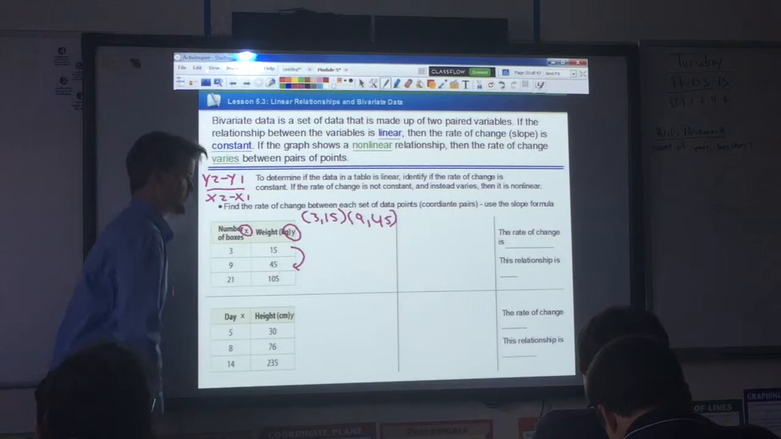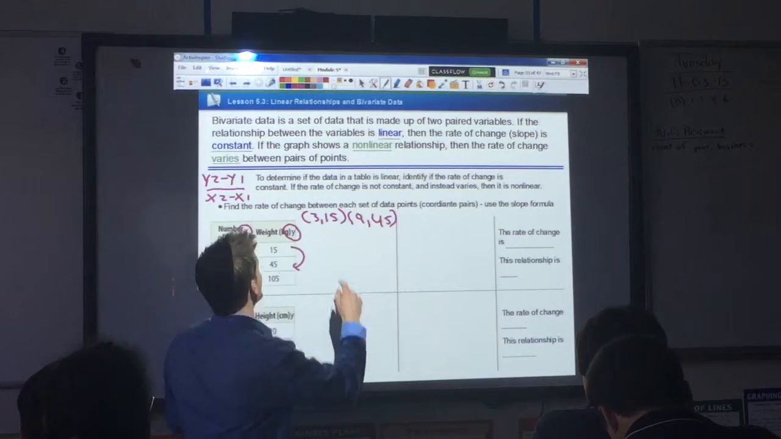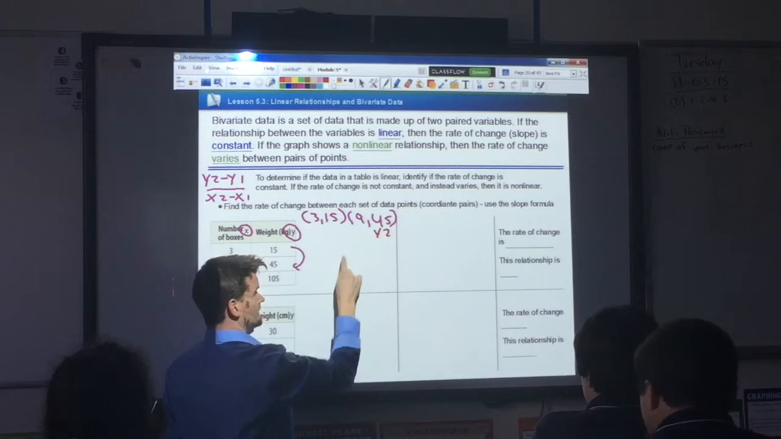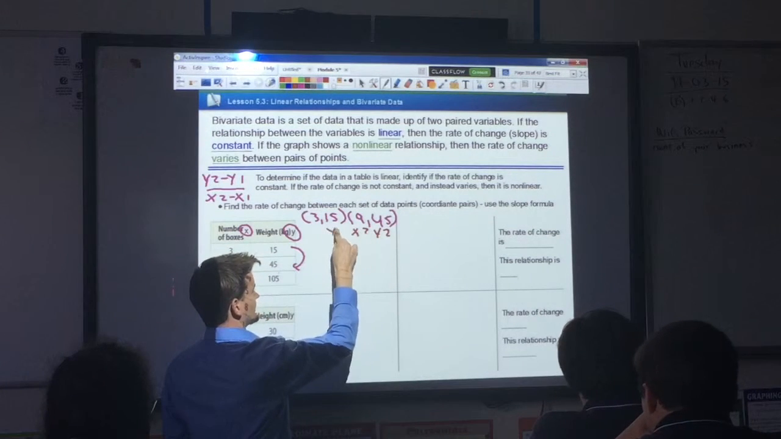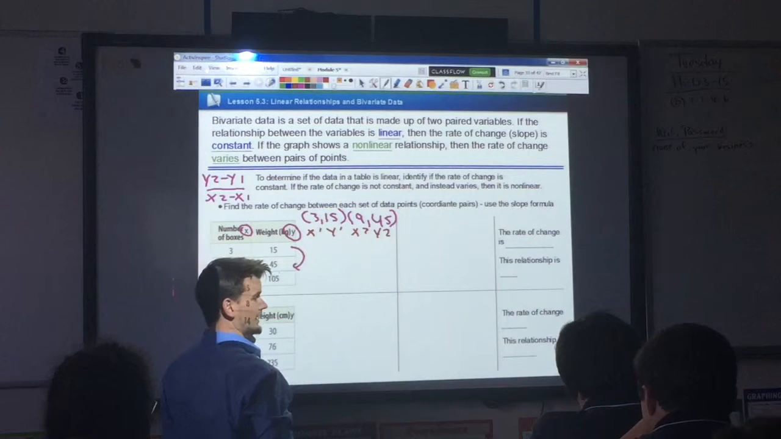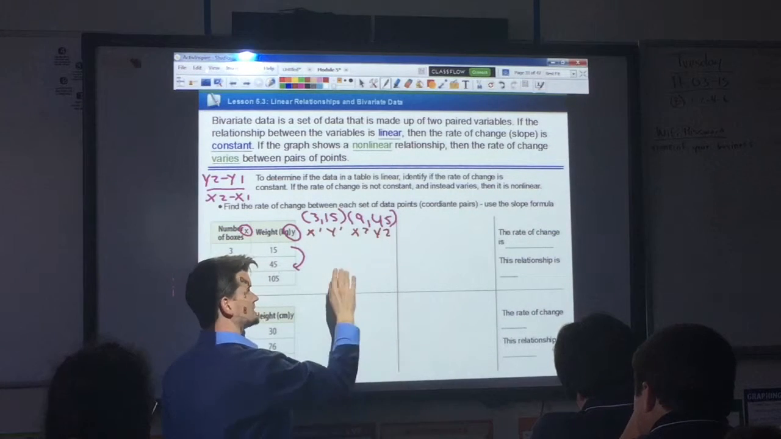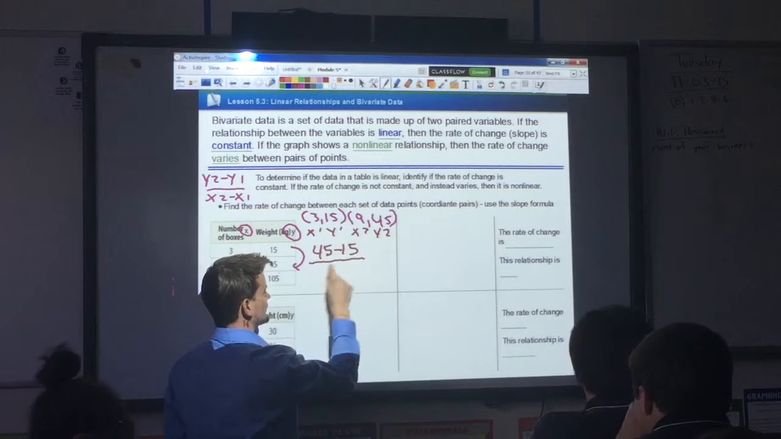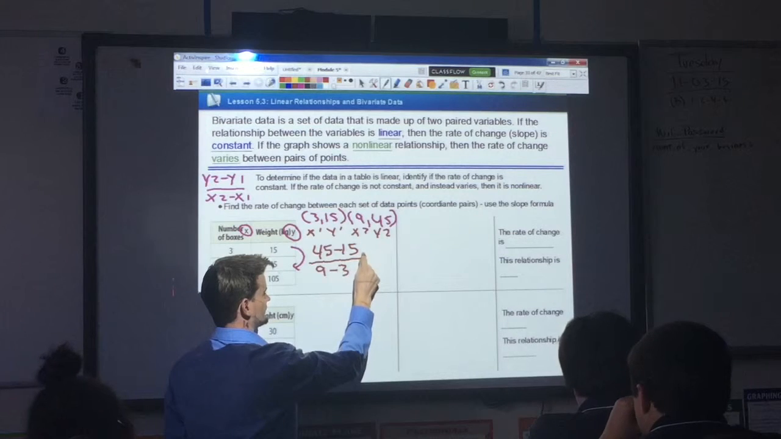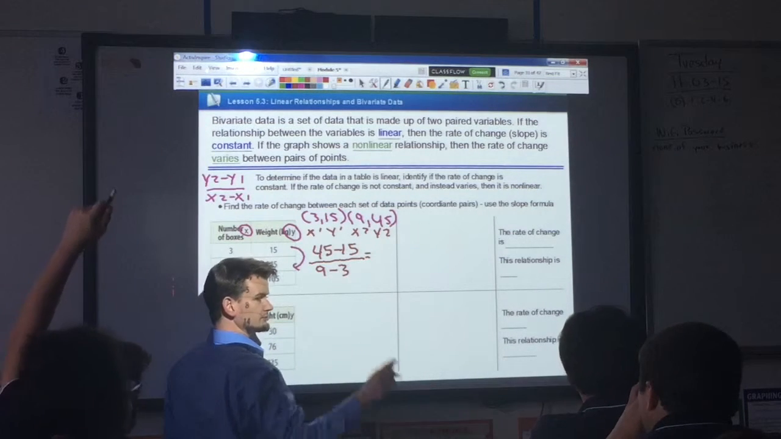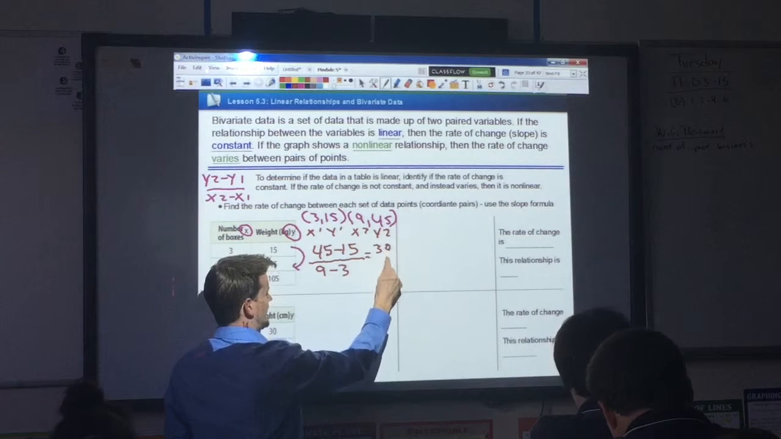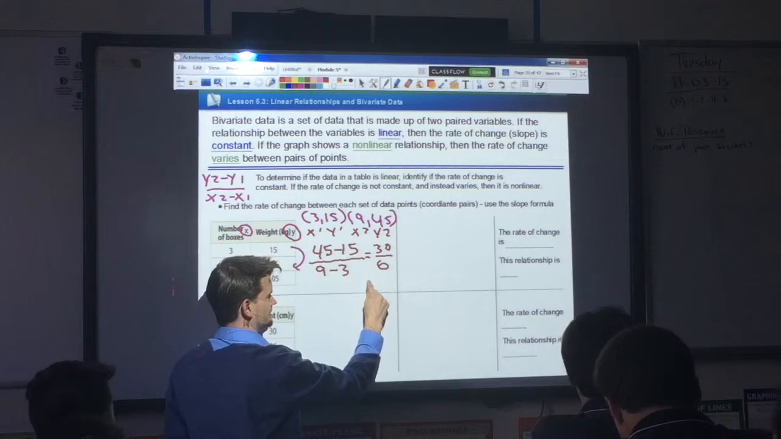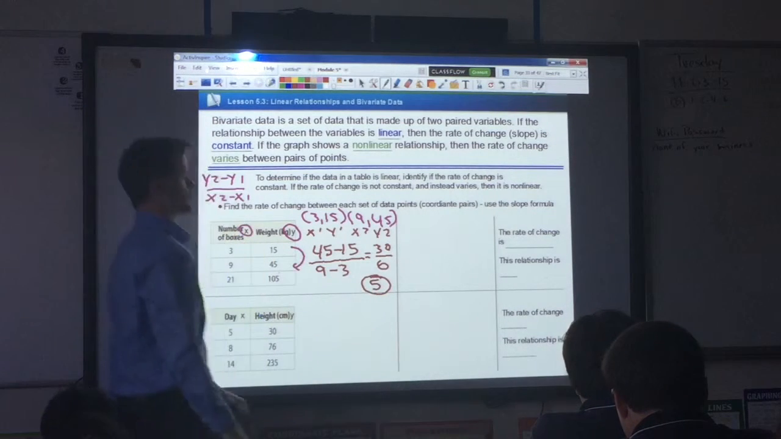So I'll show you how we do the first one, just in case you forgot how to do slope. I identify my y2, my x2, my y1, and my x1. So this is going to be my y2 because it's the larger of the y values. That makes this my x2, that's my y1, and that's my x1. Then I substitute these values into my formula. I'm going to have 45 minus 15 over 9 minus 3. Anybody can tell me what 45 minus 15 is? 30. 30, okay. And 9 minus 3 is? 6. And 30 divided by 6 is? 5. So the rate of change between the first two sets of points is 5.